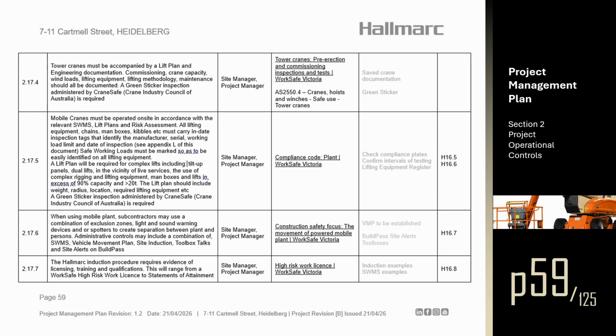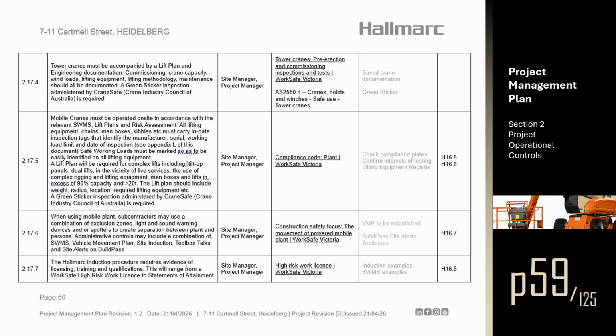Section 2.17.4. Tower cranes must be accompanied by a lift plan and engineering documentation. Commissioning, crane capacity, wind loads, lifting equipment, lifting methodology and maintenance should all be documented. A green sticker inspection administered by CraneSafe, the Crane Industry Council of Australia, is required.